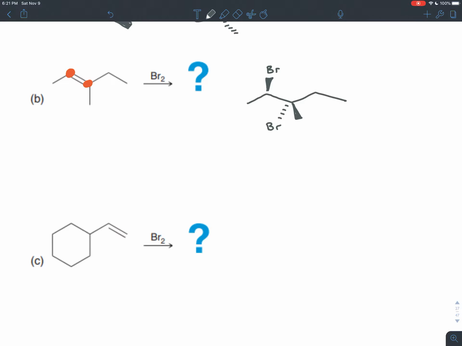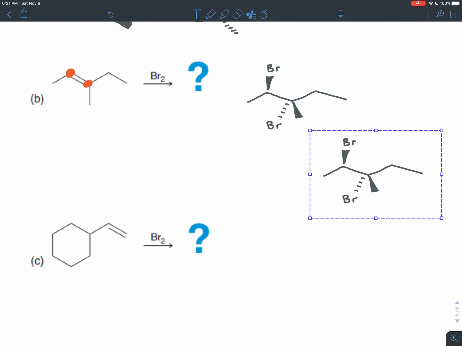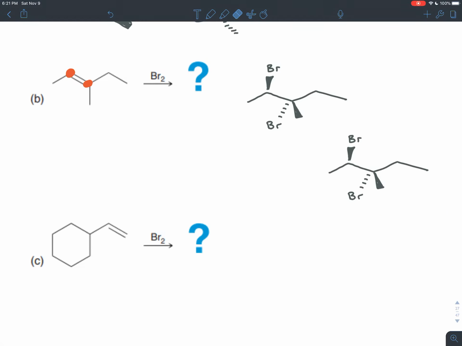So that's one possibility, but because the alkene is flat, because the double bond is flat, the carbons in it are trigonal planar, the bromines are going to add from both directions. They could make this molecule from both directions. And so we will have a racemic 50-50 mixture of the two enantiomers.